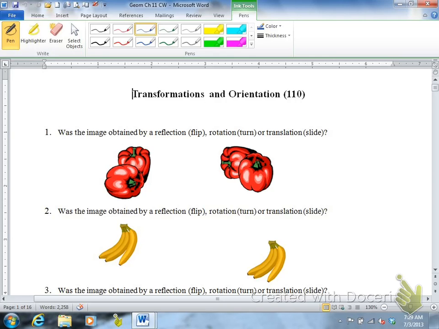Okay, looking at the first one, looks like this tomato right here compared to this tomato right here. If we turn this tomato, this one's going to be on the side down here. This one will be right up in front. So it looks like it's a rotation or a turn.